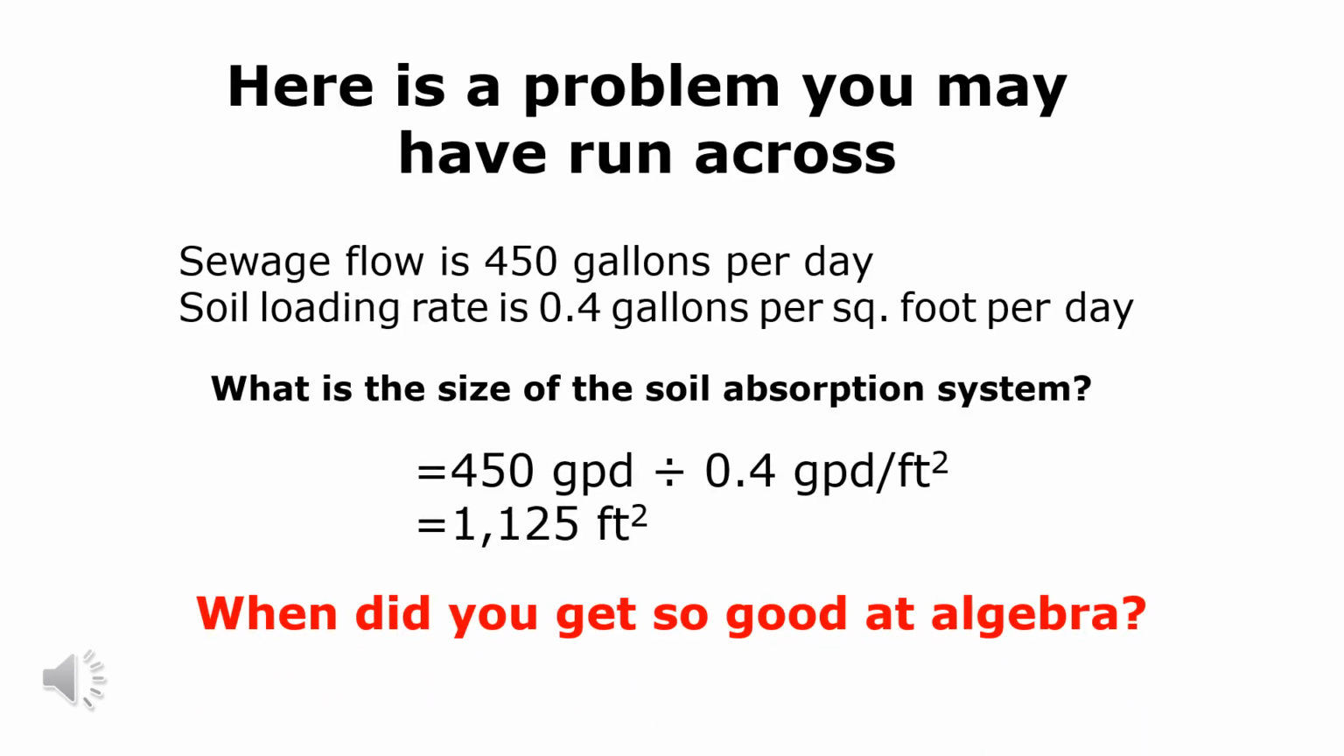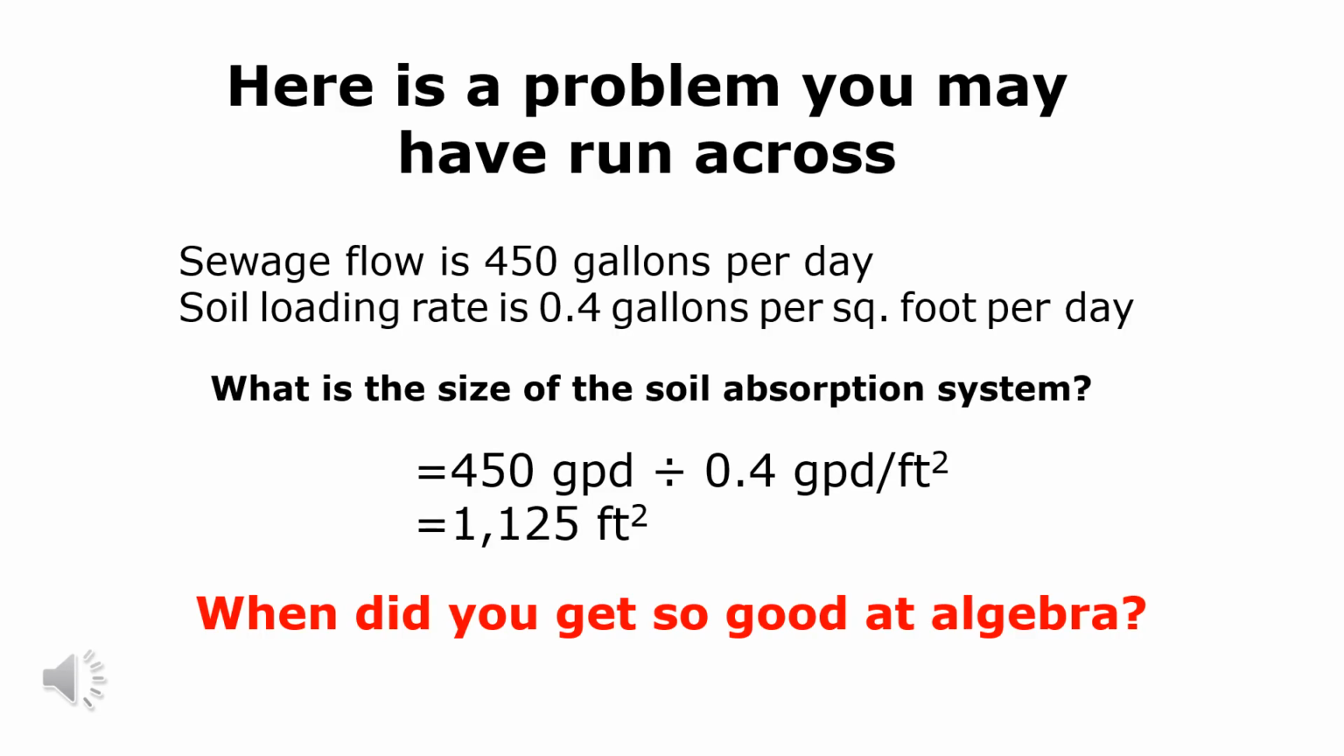I say you can do this math because you have done it before without realizing it. Here's a problem that's very common in on-site sewage. Our sewage flow is 450 gallons per day. Our soil loading rate is 0.4 gallons per square foot per day. The question is, what is the size of the soil absorption system?